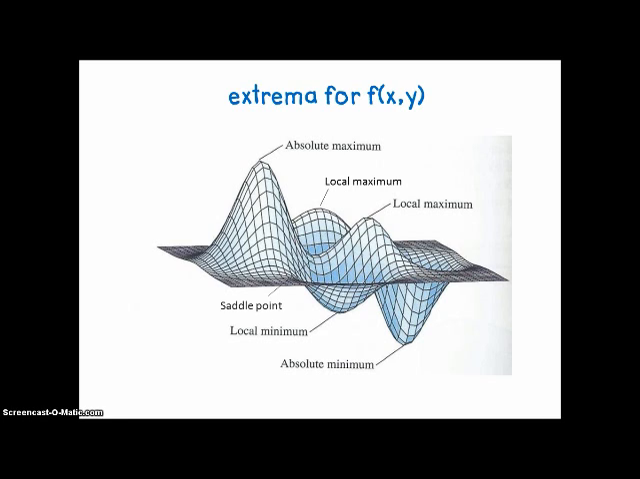Now in the middle, that point right there, you'll notice that if you go right to left, it looks like a minimum. But if you go backwards and forwards, it looks like a maximum. Those kinds of points are similar to inflection points in single variable calculus. They're called saddle points.